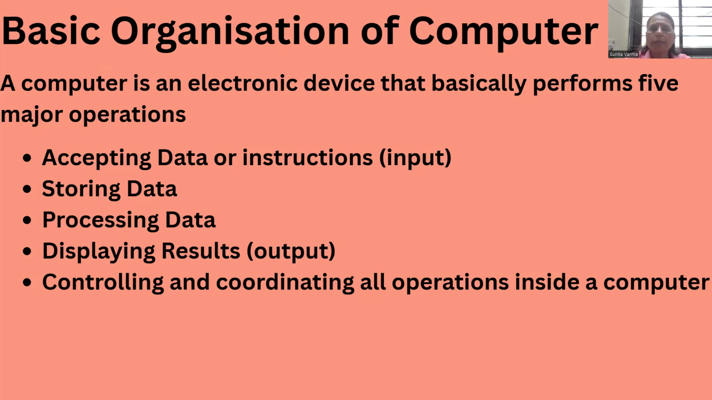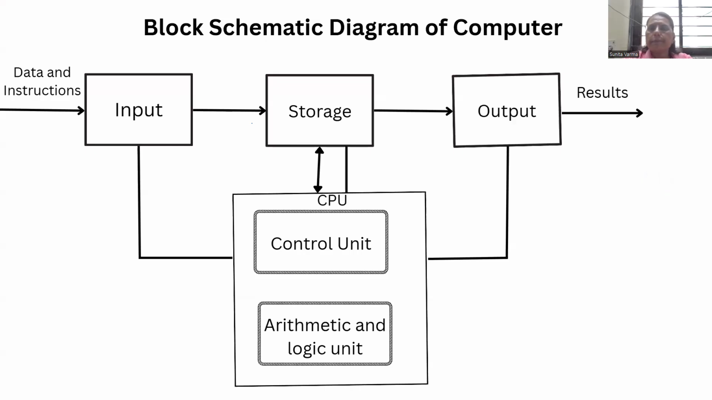For performing all these operations, some coordination or control operation is required, and that coordination and control is also performed by the computer. So in all, five operations are performed by the computer: accepting data and instructions, storing the data and instructions, processing that data, and displaying the result as output. For performing all these four operations properly, the control and coordination is done by the computer. This is the basic block diagram of the computer.